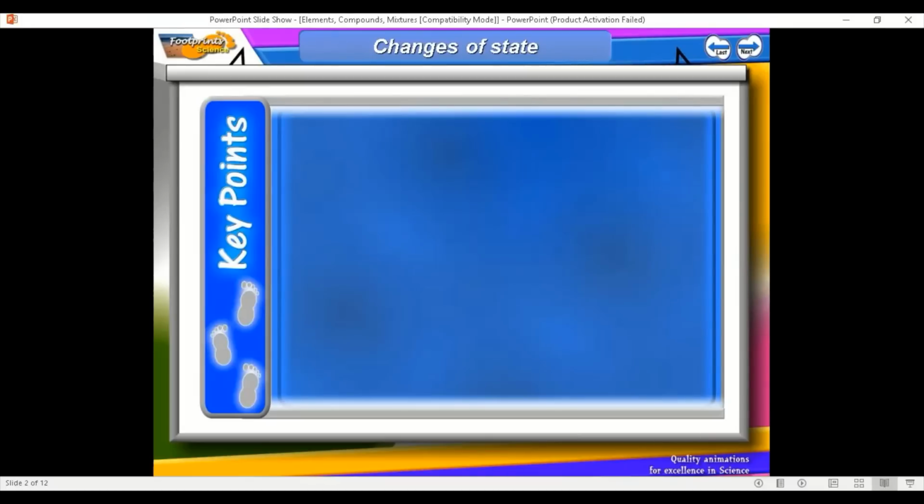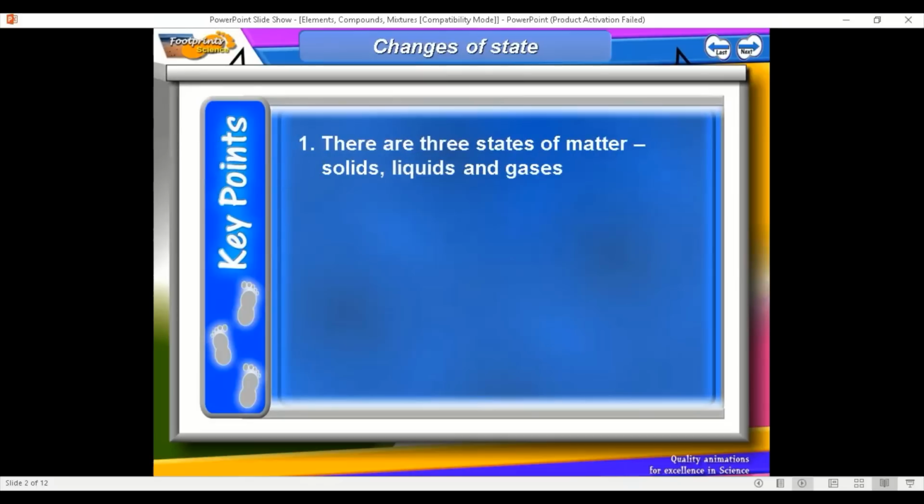Key points are important. So let's have a look at what they are as far as changes of state is concerned. If you can remember, change of state is moving from solid to liquid to gas, or the reverse from gas back to solid. They're all interchangeable changes of state. So if we have a look at a key point here, solids, liquids and gases. If you're asked in an exam question, what are the three states of matter? They are here.